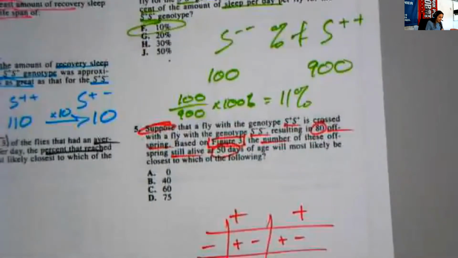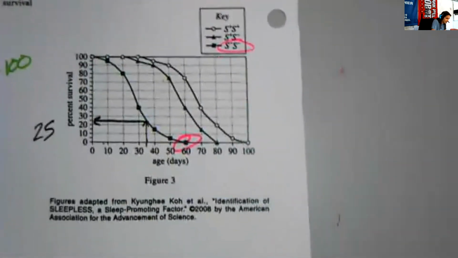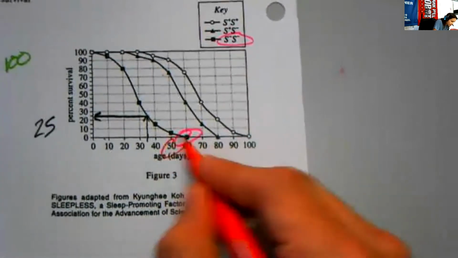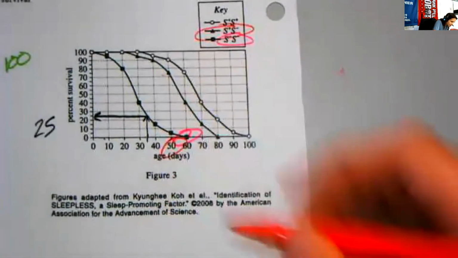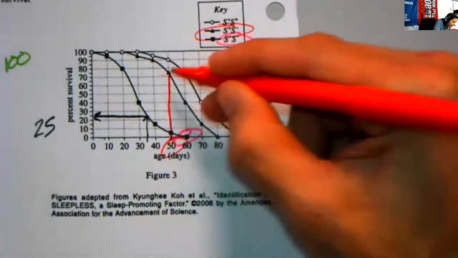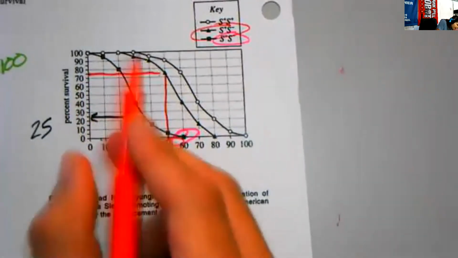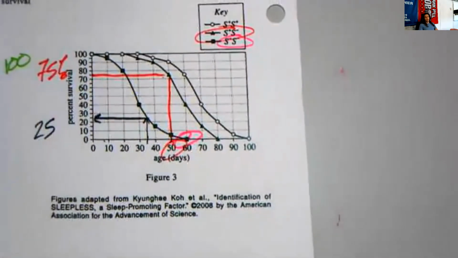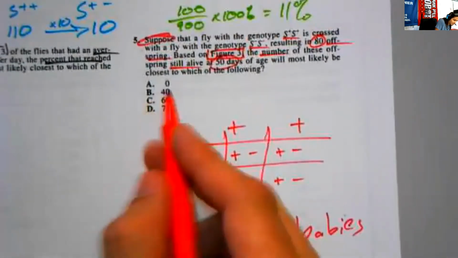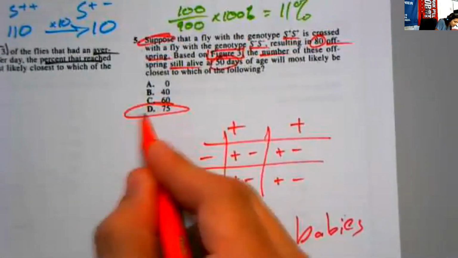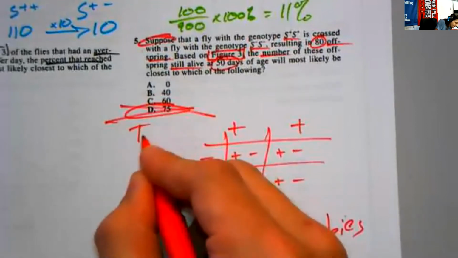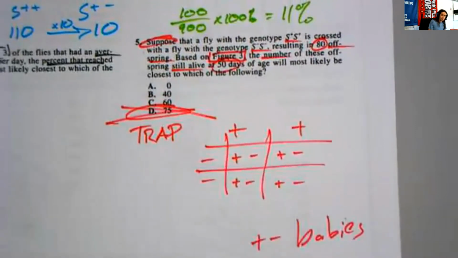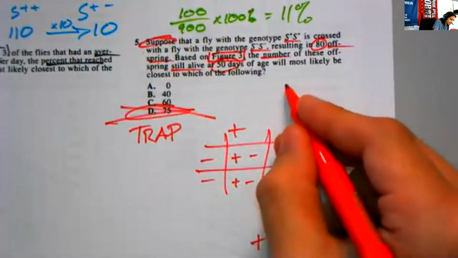So we need to say at 50 days of age, okay, well, let's go look. 50 days of age, it's right here. Plus minuses, that's the triangles. You take it up to the triangle, you take it over, and you got a value about 75% survival. That's the trap. The trap is 75%. Oops. D is a trap.